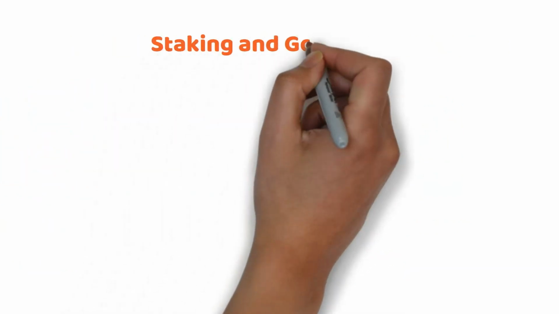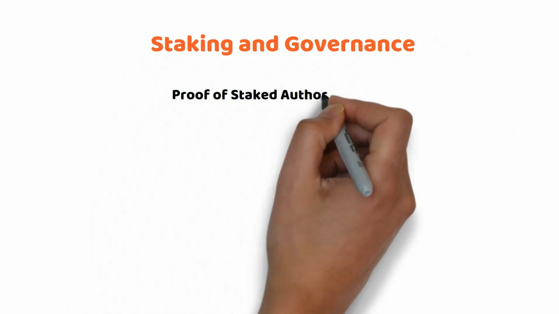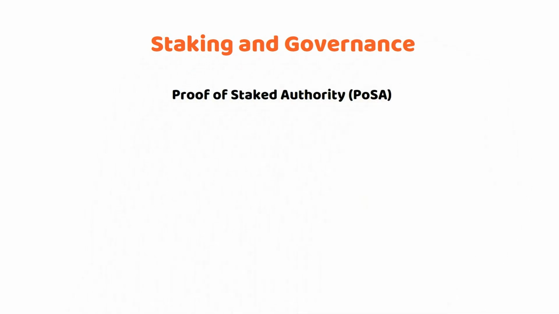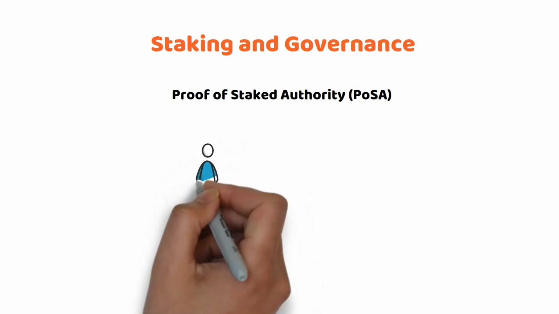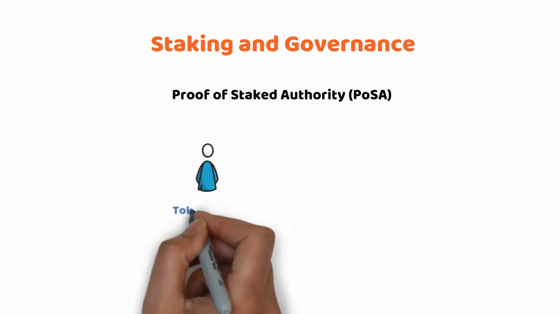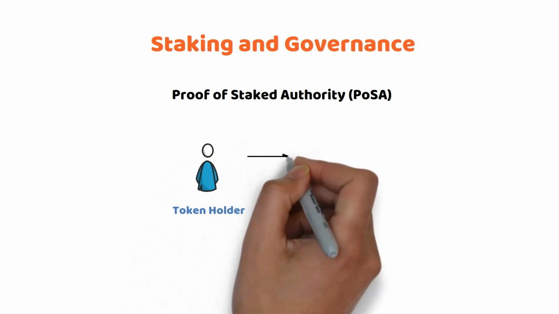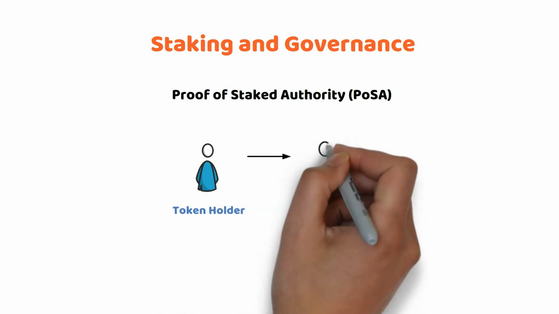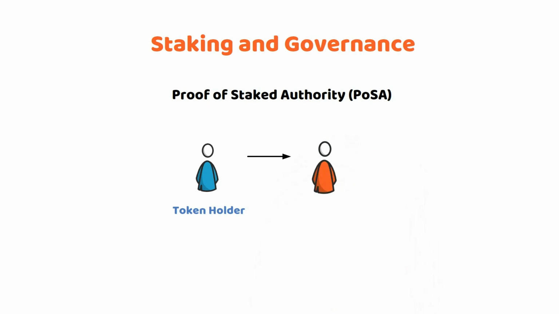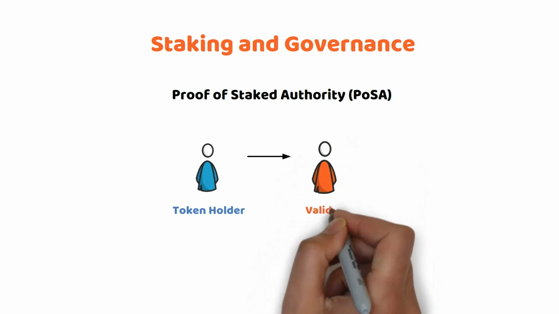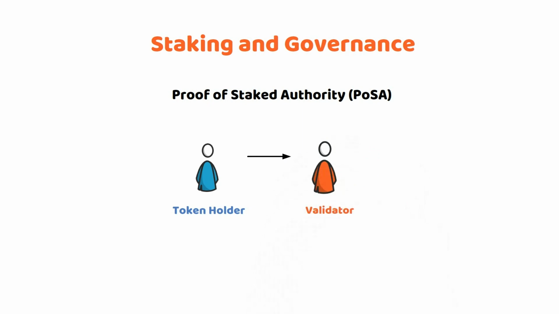Staking and governance. Proof of staked authority is a decentralized and community-driven consensus mechanism. The core logic of PoSA is as follows. Token holders, including validators, can bond their tokens by staking them. Token holders can choose to delegate their tokens to any validator or validator candidate, in the hopes that they will become an actual validator. They can also redelegate their tokens to a different validator or candidate at any time.